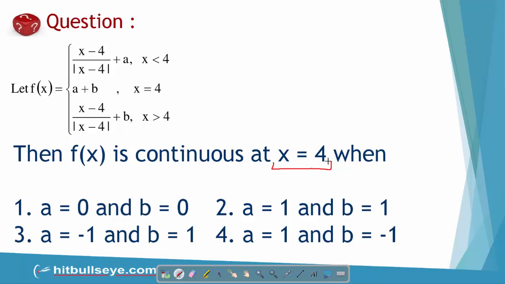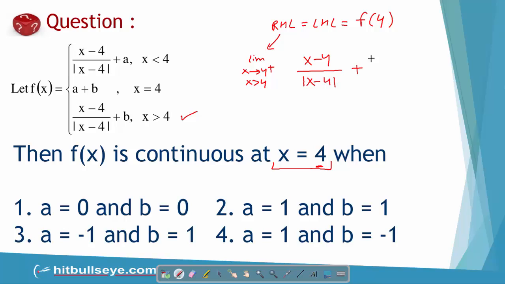So the definition of continuity says that the right hand limit has to be equal to the left hand limit, has to be equal to the value of the function at the point, and the point is 4 here. Now for the right hand limit, we take limit x approaches 4 plus, that is x greater than 4. Now for x greater than 4, the function is defined as x minus 4 divided by mod of x minus 4 plus b.